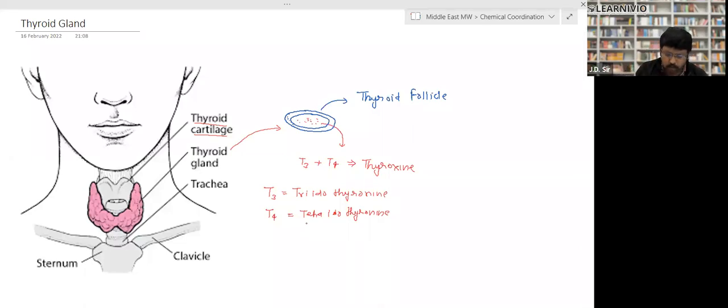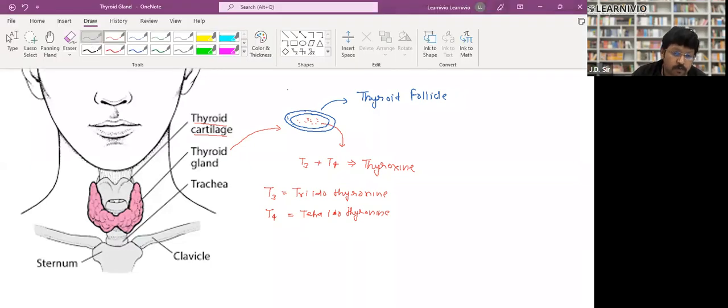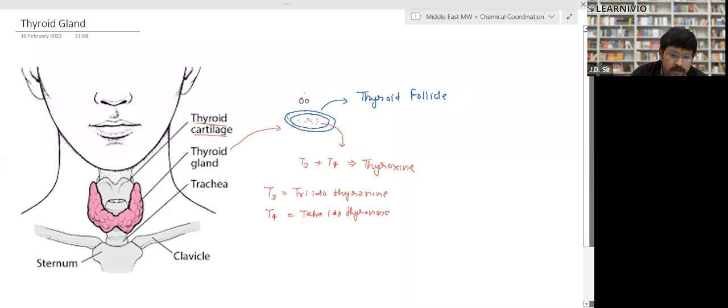They are also called growth hormones because they are responsible for the growth of the body. And there are some more cells. The thyroid gland is made up of thyroid follicles, and around the thyroid follicle, there are some more cells. These cells are called C cells.